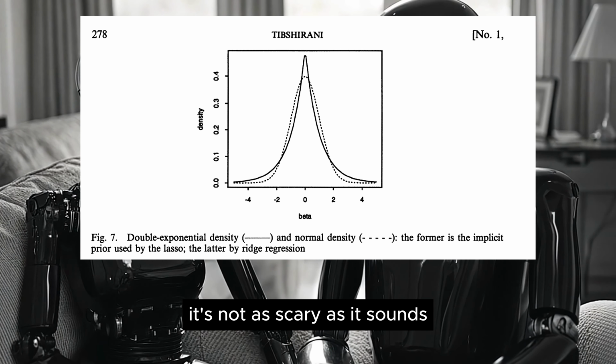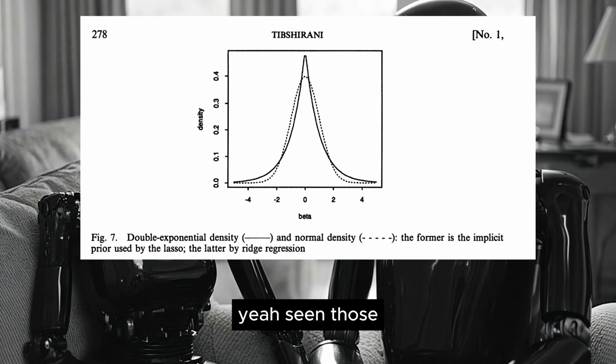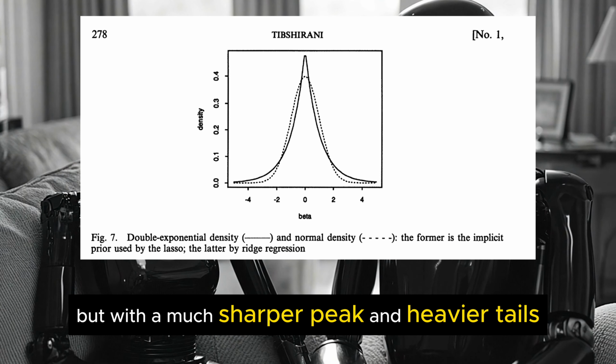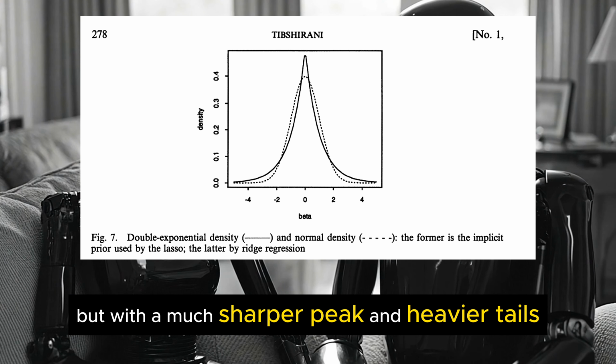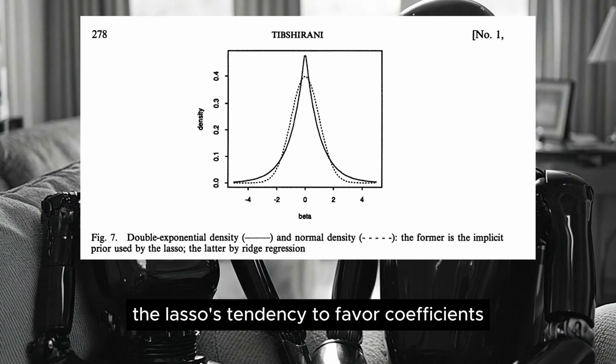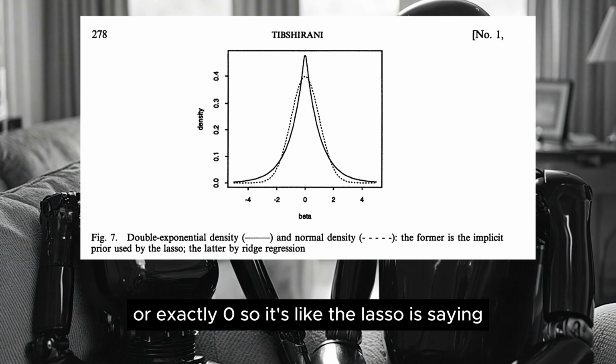It's not as scary as it sounds. Think of a bell curve, right? That's your typical normal distribution. Yeah, I've seen those. A double exponential distribution is like a bell curve, but with a much sharper peak and heavier tails. And this shape is really important because it reflects the lasso's tendency to favor coefficients that are either pretty large or exactly zero.